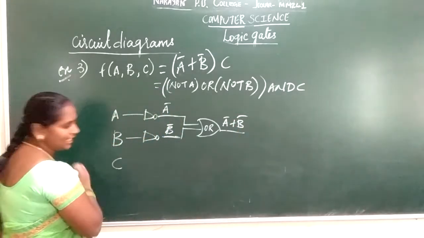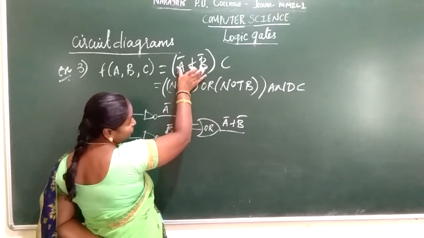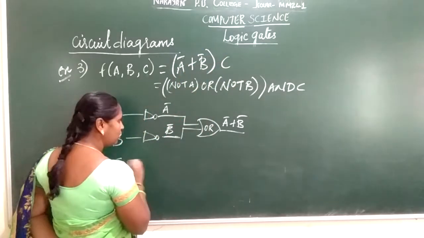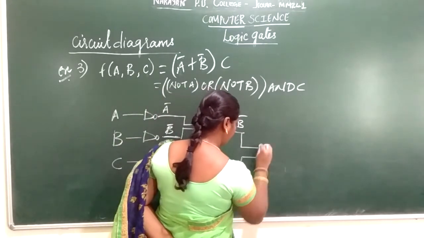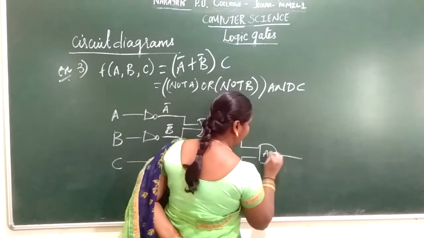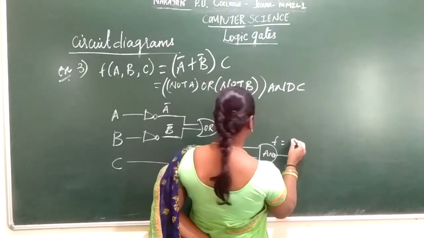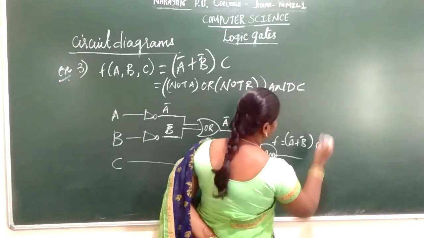Next directly you have c. So that is separate; this combination, this particular expression, should be ANDed with c. So directly use an AND gate. So I am using an AND gate. My expression f is equal to, what's my expression? A bar plus b bar into c.